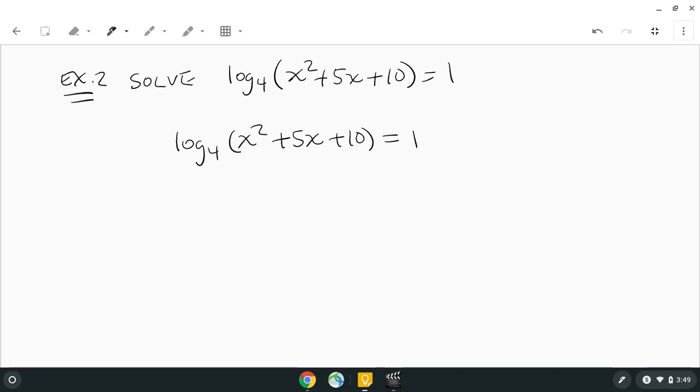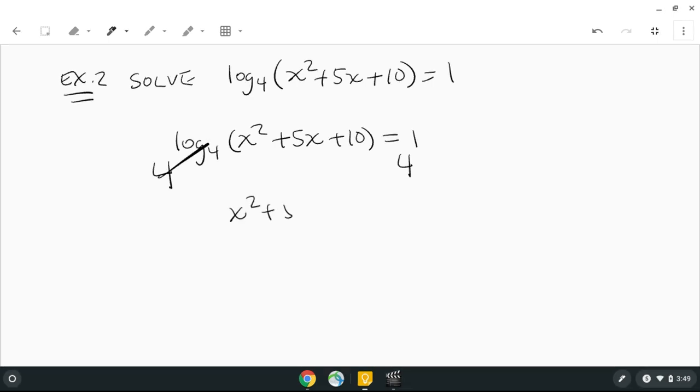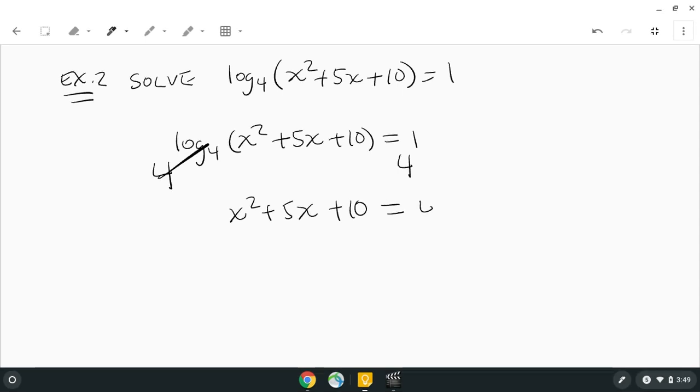Okay, so the log term is by itself, so I can go ahead and base both sides. The base is 4, so I'm going to use 4 to that power, and I'm going to do 4 to the first power. Here it's like they cancel out. It's not that they cancel out, we're using that property. Okay, 4 to the first power is 4.